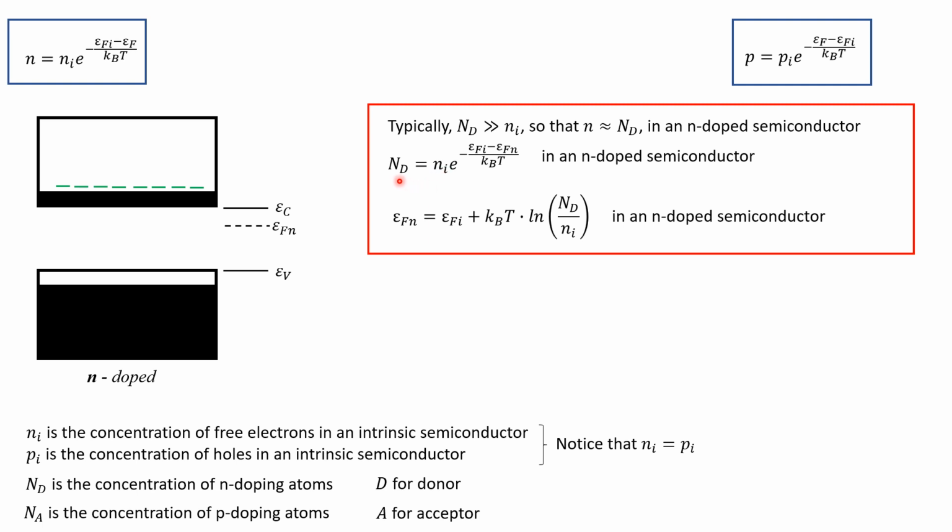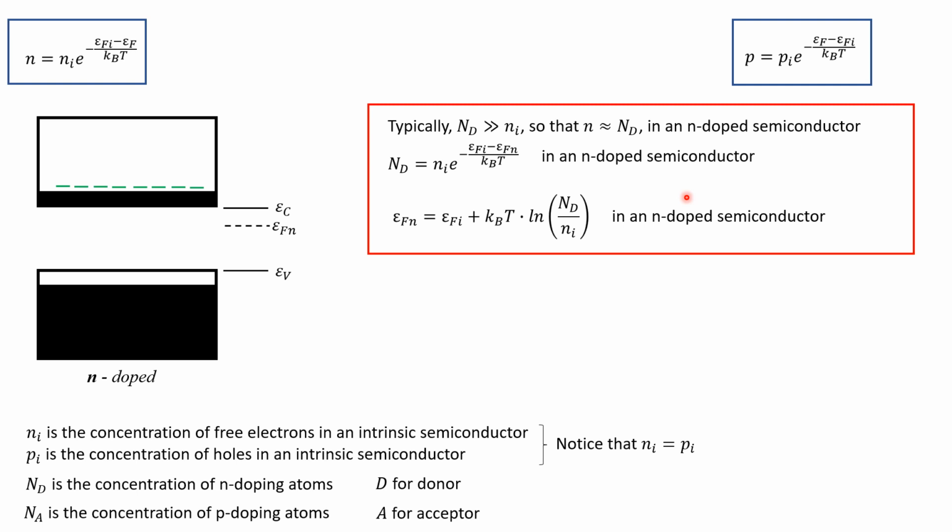So we pass the ni dividing, take the log on both sides to get rid of the exponential, and then rearrange to find this expression for the Fermi level of an n-doped semiconductor. And notice that the higher the concentration is, the more the Fermi level is raised with respect to the Fermi level of an intrinsic semiconductor. So this expression, especially this term here, tells how much the Fermi level increases with respect to the Fermi level of an intrinsic semiconductor. And recall that this expression assumes this condition, so it's only valid in an n-doped semiconductor.